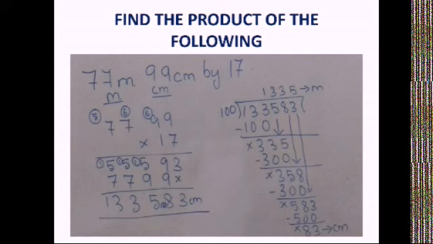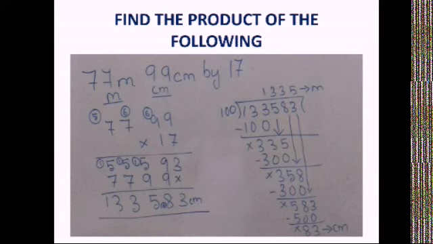Now add all of them. Simple addition. 3 will come down. 9 plus 9, 18. 1 will go as a carry. 9 plus 1, 10 plus 5, 15. 1 will go as a carry. 7 plus 5, 12 plus 1, 13. 3 will come down. 1 will go as a carry. 7 plus 5, 12 plus 1, 13. Now look here. 983 is under centimeter. So 83 will be in centimeter. And 1335 is under meter. So it will be in meter.